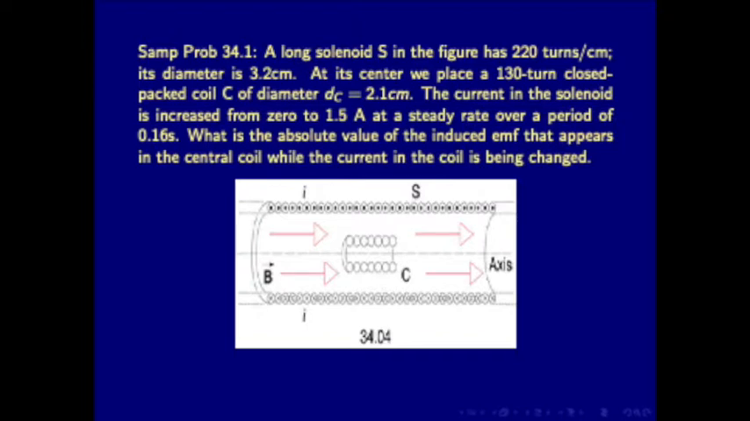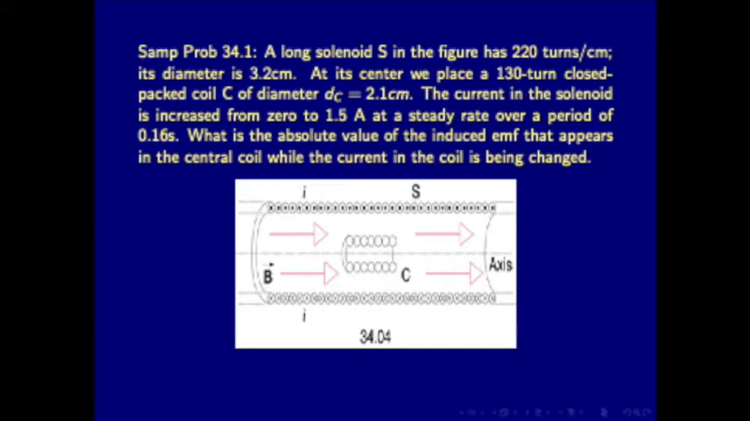And in the center of the solenoid, we have placed another coil whose number of turns is equal to 130. And the diameter of the coil C is given by 2.1 centimeters. And we are told that the current in the solenoid S increases from 0 to 1.5 amperes in 0.16 seconds. So since there is a change in current in the solenoid, there will be a change in the magnetic field that is passing through the coil C.